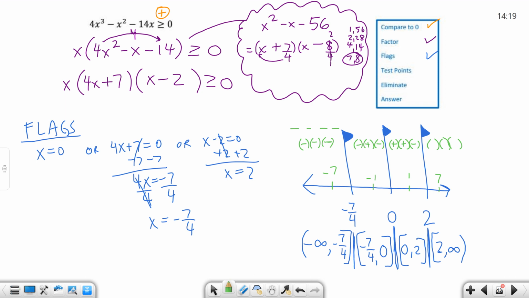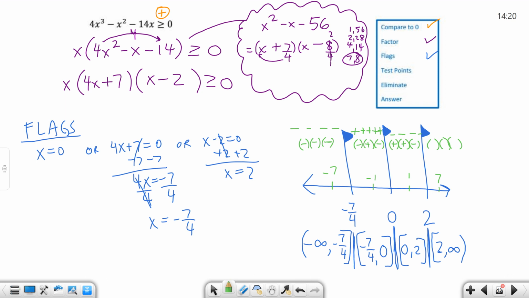Oh, and I didn't do this. Let's go back in my negative 1 interval. 2 negatives multiplied together is positive times a positive. That whole interval is what? Positive. Okay? And then the next interval with 1 is 2 positives times a negative. Well, positive times positive is positive. Times a negative, that entire interval is negative.